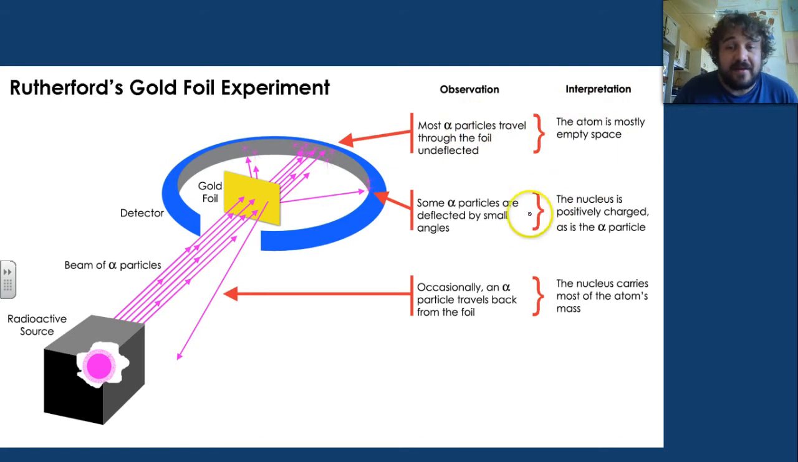So atoms are mostly empty space. Some were deflected at small angles. This means that the nucleus is positively charged, like the alpha particle. So as it flies through, it gets close and it veers off.